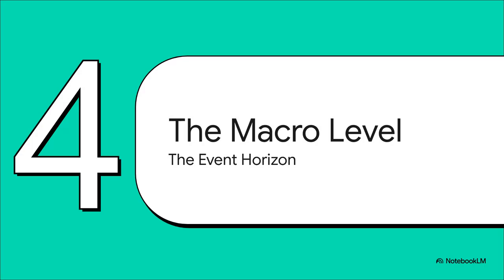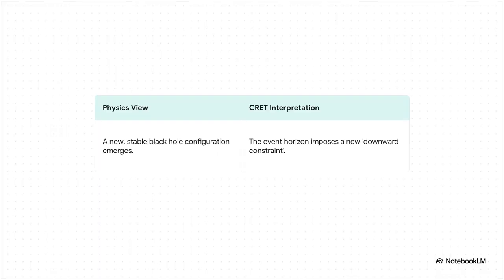So, what happens when this runaway feedback process hits its absolute limit? Well, that brings us to our third and final ingredient, the emergence of a brand new, stable order, all defined by an ultimate boundary. And here's the final step. The collapse hits a point of no return, and boom, the event horizon is born. Physics just calls it a boundary.